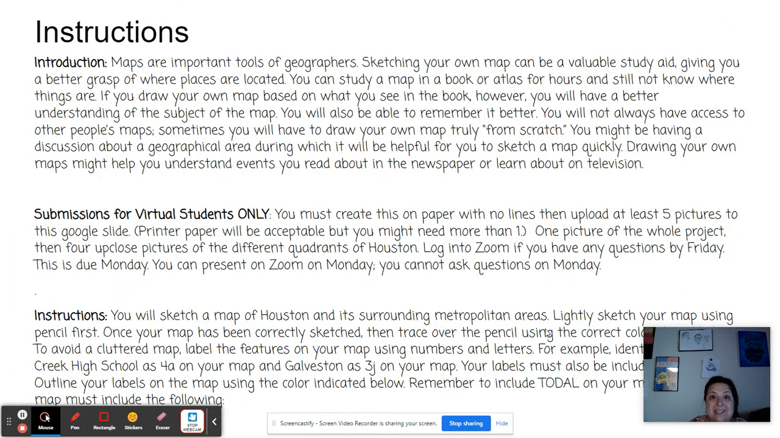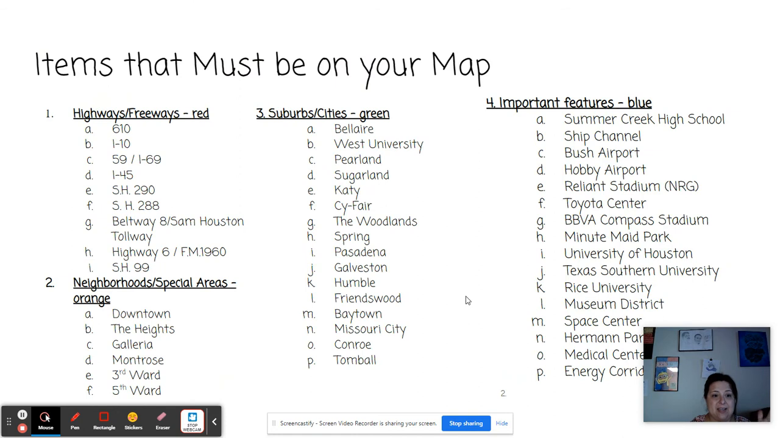So we are going to be using an index with all of these shortcuts. So Summer Creek High School is going to be known as 4A. Galveston is going to be known as 3J. Okay. Your labels must include the outline index. Remember to use title, orientation, date, author, and legend. These are all of the things that you are going to use to build your map.